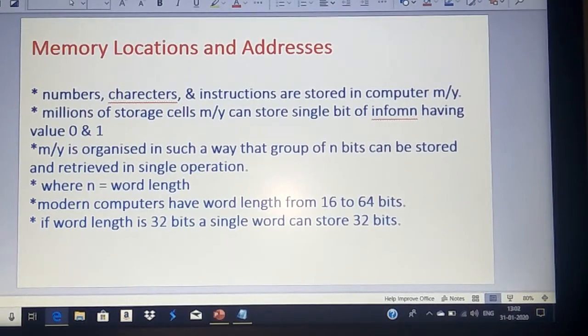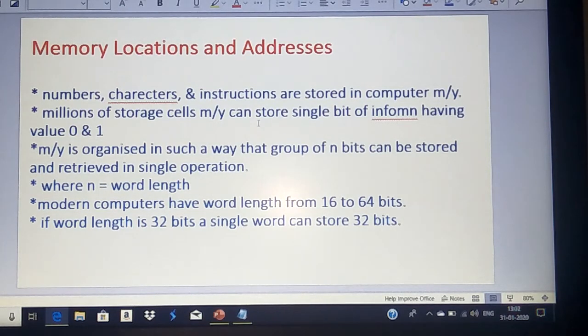Then memory locations and addresses. Numbers, characters and instructions are stored in computer memory. We know that in memory all the information is stored in the form of numbers and characters, and millions of storage cells. Memory can store a single bit of information having the value 0 or 1.